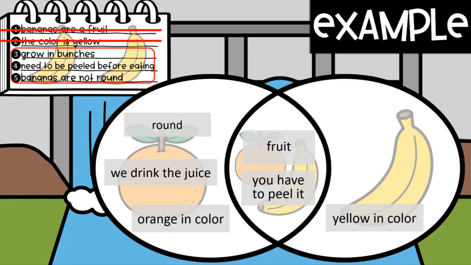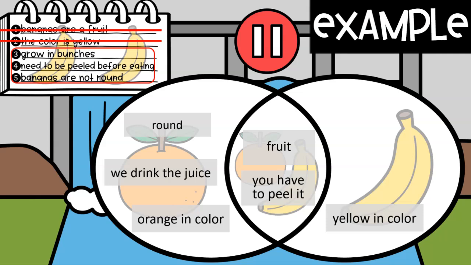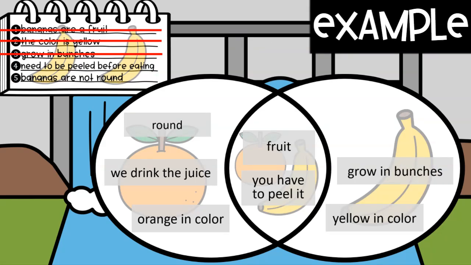What about the last 3 pieces of information? Can you figure out where those should go? Pause the video if you still need time to think. Right. Only bananas grow in bunches, and only bananas are not round, so those go in this section. But you have to peel both bananas and oranges before you eat them, so that goes in the middle, like we did earlier. We already have it there from when we went through our information about oranges, so we can just cross that off the list.